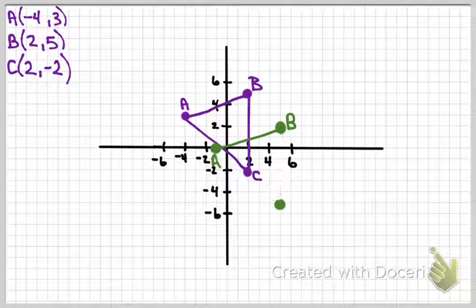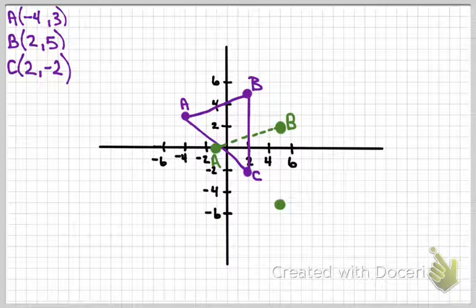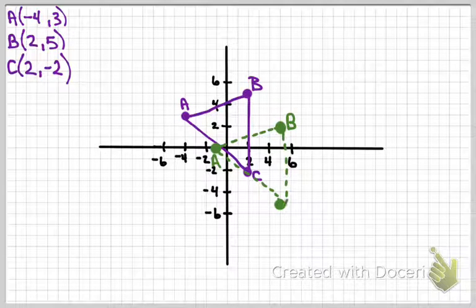Okay, and what your book does, I did not do this in my earlier classes, but I like this idea. Because you're working in pencil, what the book does is they make it a dotted line for the image that was translated instead of a solid line, and that just helps you see which one was the original figure and which one is the translated figure. Okay, I think that's a good idea.